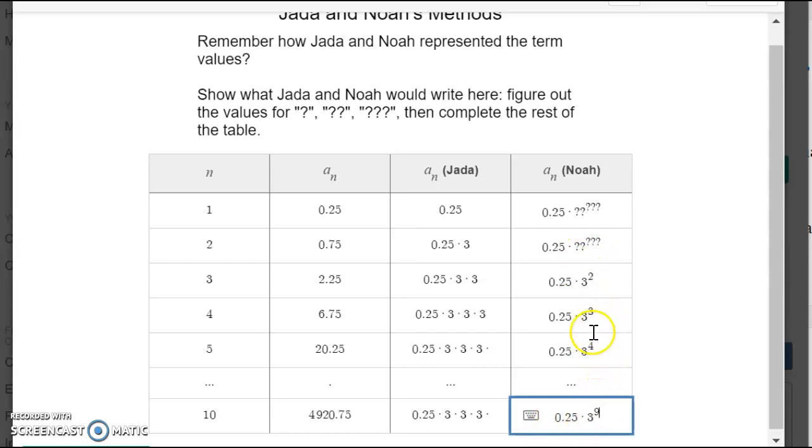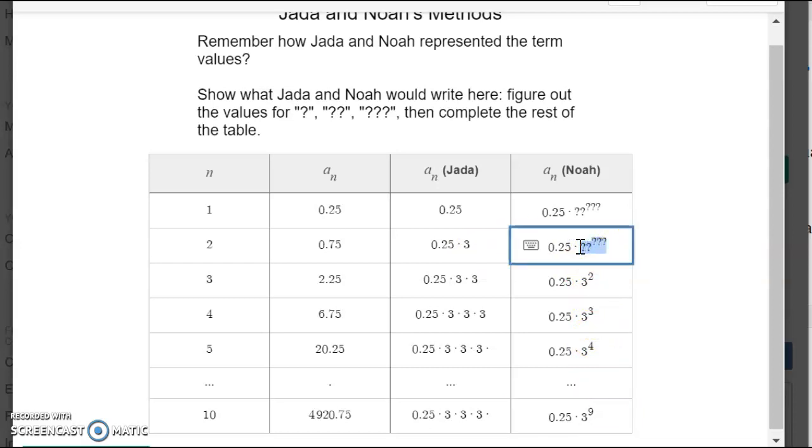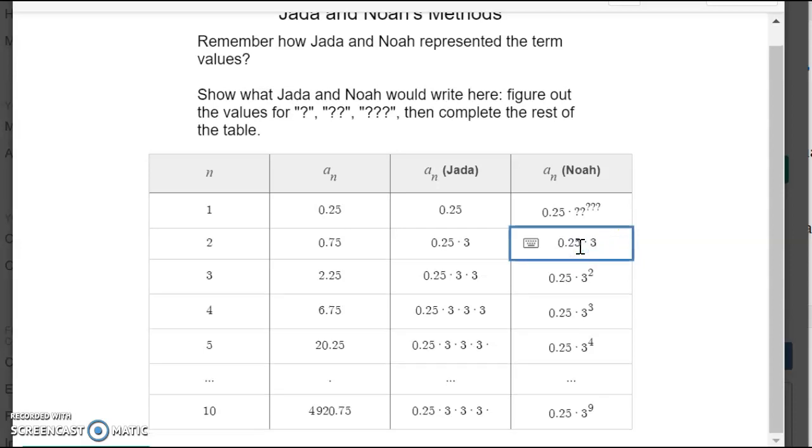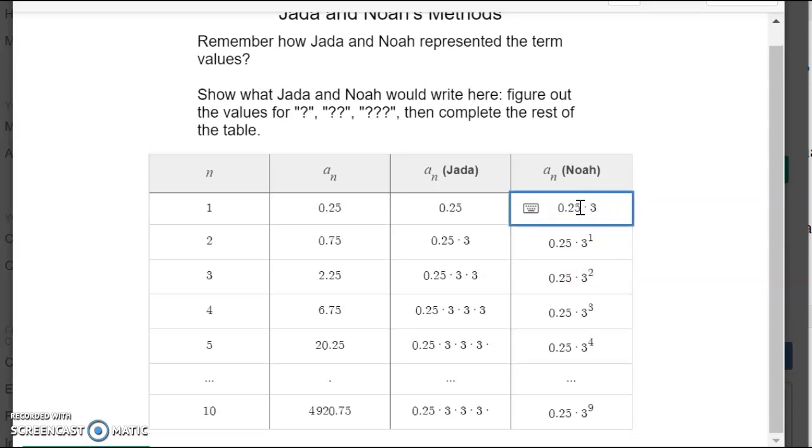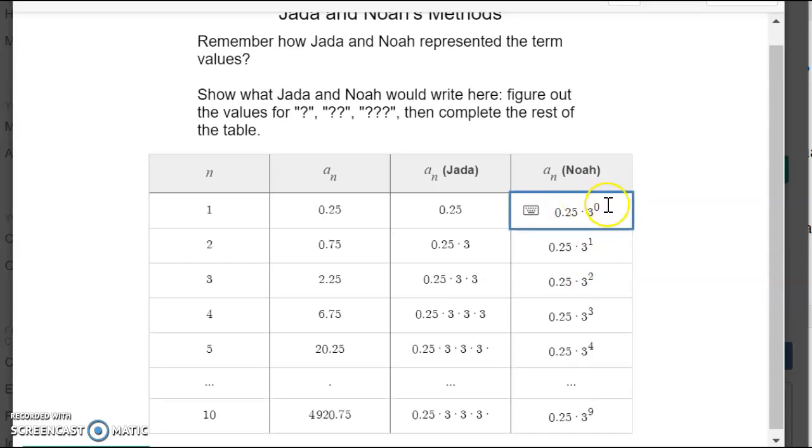Now, can you see the pattern? 4, 3, 2. This is the same as 3 to the power of 1. Okay, then 4, 3, 2, 1. What do you think should be here? It is 3 to the power of 0. Okay, it's in the descending order. Now, do you remember what 3 to the power of 0 is? Anything to the power of 0 is the same as 1. That's where this pattern comes in. It's really 0.25 times 1, which is just 0.25. That's what you should have. Now let's move on.